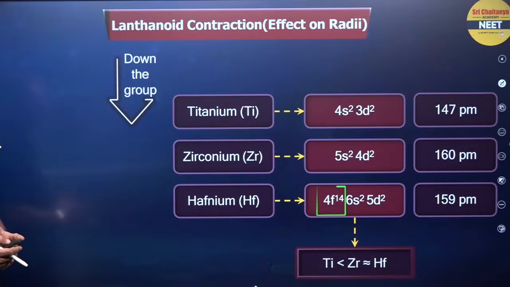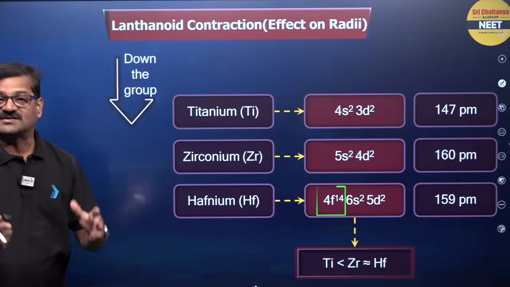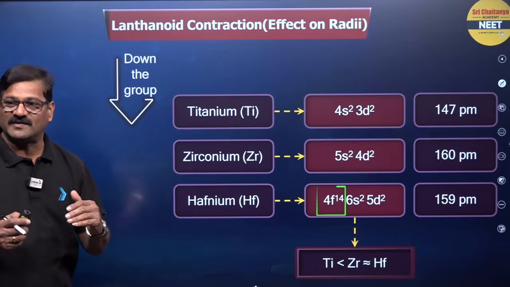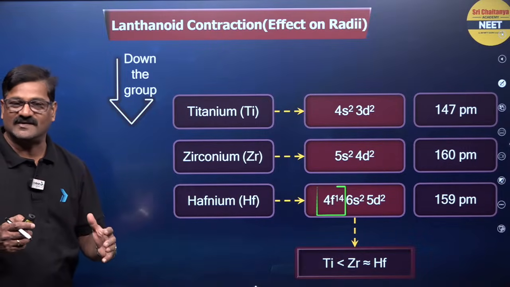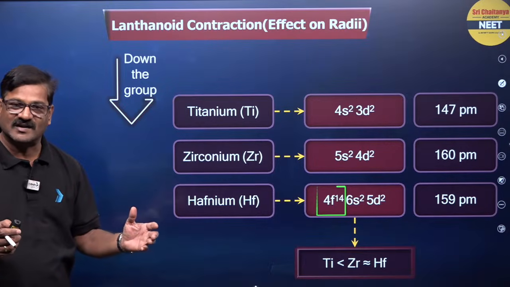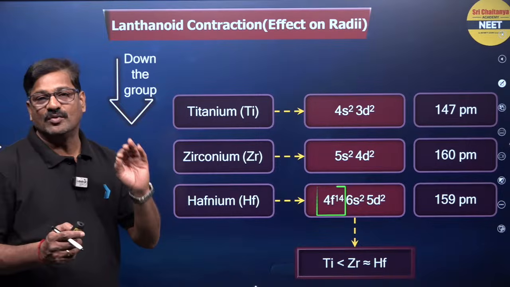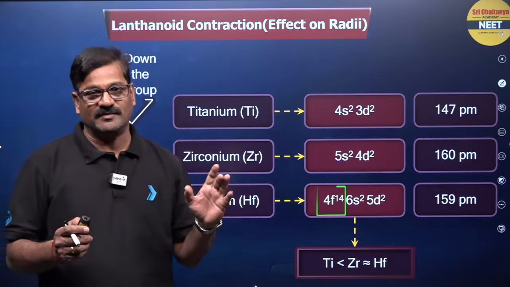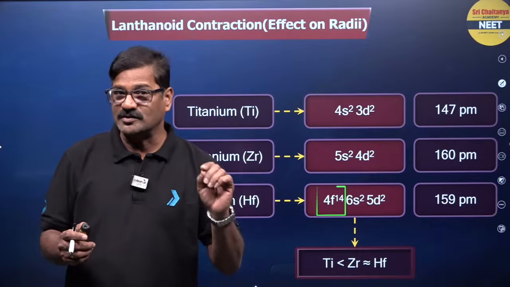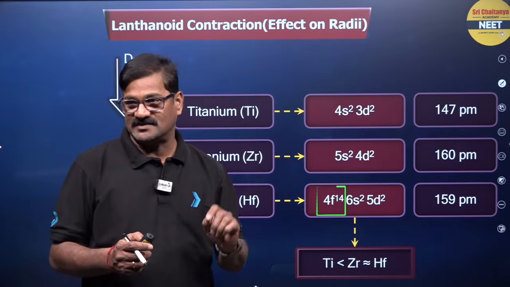Now, let's talk about lanthanide contraction down the group. The steady decrease in the atomic size among the lanthanides is called lanthanide contraction. The reason behind the lanthanide contraction is pretty clear: due to the poor screening effect of 4f orbitals. So, you have to use the term steady decrease.